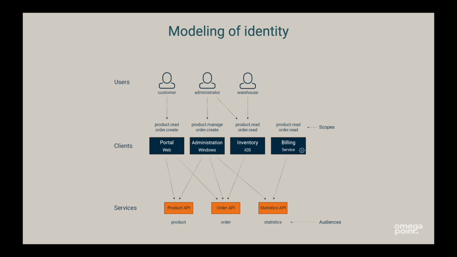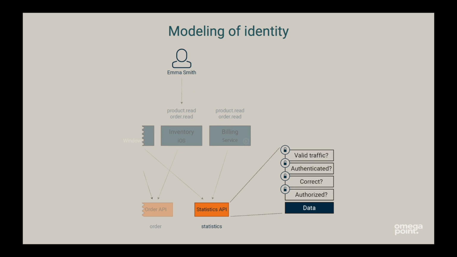And so by identifying audiences and scopes, we have what we need for our identity model regarding clients. But now let's look at the user. Right, so identifying scopes and audiences, as we did in the previous slide, allows us to authorize the clients, and it remains now to authorize the actual users. So, authorizing the requests coming from Emma Smith in particular.